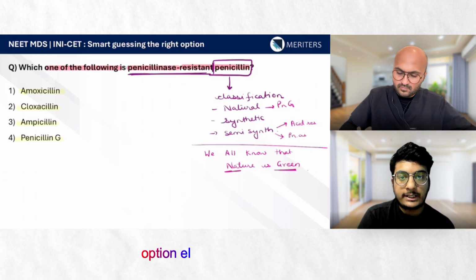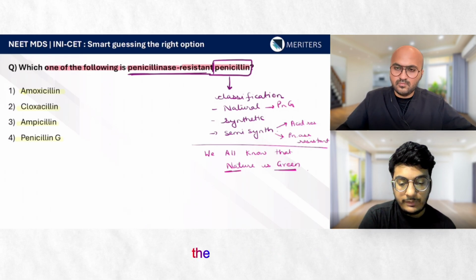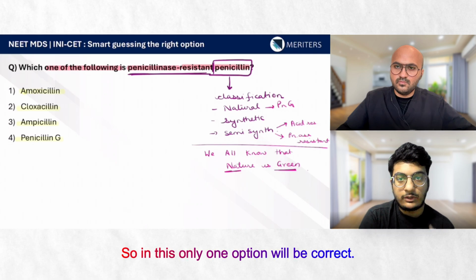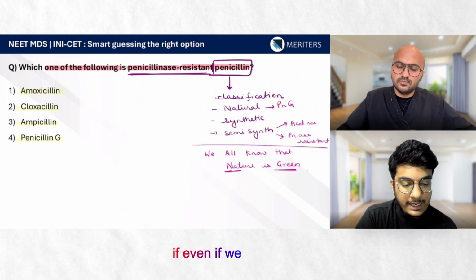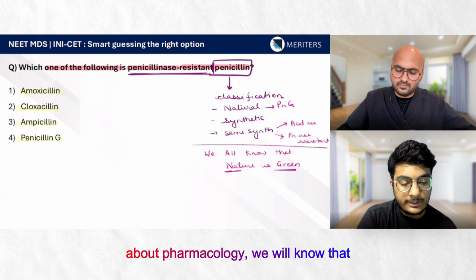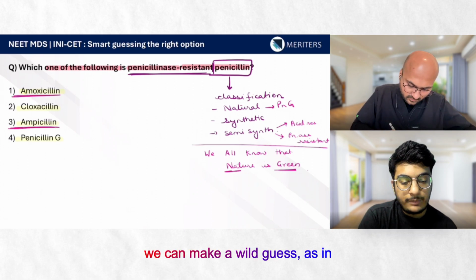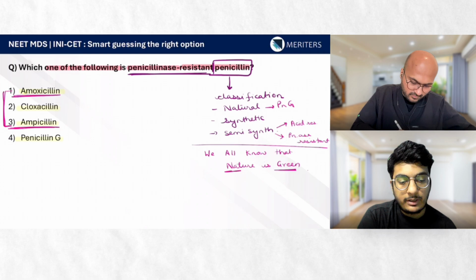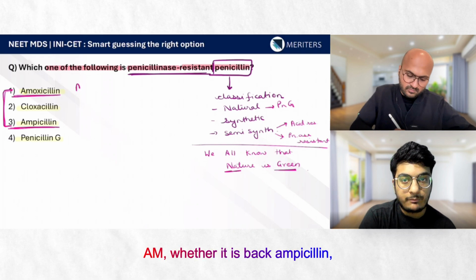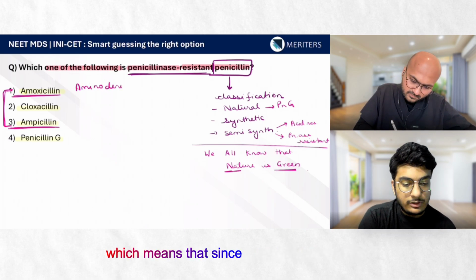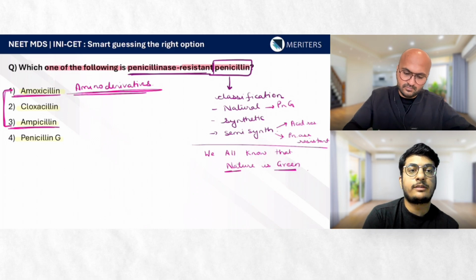So now if we have to do smart guessing or option elimination in this type of question, the strategy we will follow is, first of all, they are asking for only one correct option. It is not like we can have multiple correct options in this. Even if we have read a little about penicillins or pharmacology, we will know that ampicillin and amoxicillin are in the same class. And even if we do not know, we can make a wild guess, as both start with AM, amoxicillin and ampicillin. The amino derivatives always start with AM, whether it is bacampicillin, ampicillin, or amoxicillin. Since both start with AM, it's a high possibility that both will be from the same group.